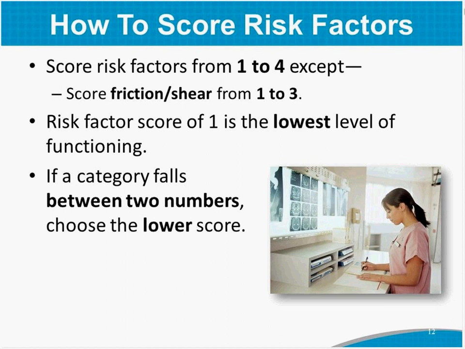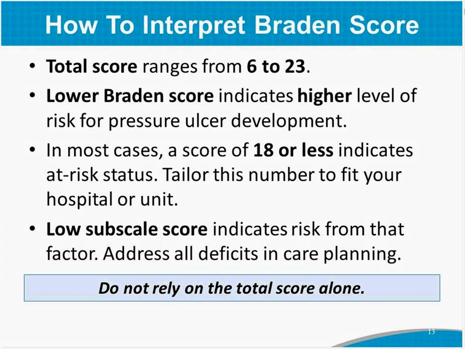When you use these standardized tools, make sure that you actually do assess the patient, and also make sure that people are recording it after they actually do the assessment. For each sub-score, a number will be recorded. You've got to document it. Then the subscale scores are added to obtain a total score that can range from a low of 6 to a high of 23. Make sure that you add up the numbers correctly.